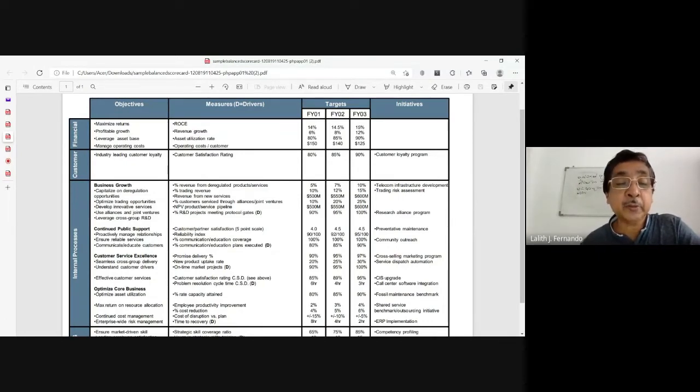Now here I get another example. Under continued public support, you have 4 measures, and in one measure you put it as D. So that is the driver. That driver is communication or education plans executed. That is not a result. That is some type of activity which we have to do. So that is why we put it as a D, driver. Right, okay. Now I think you get some idea here.